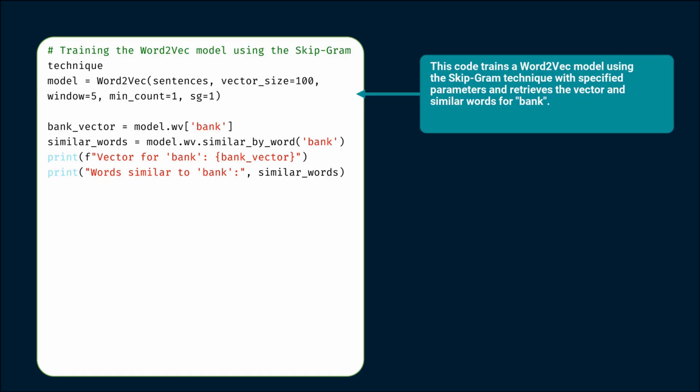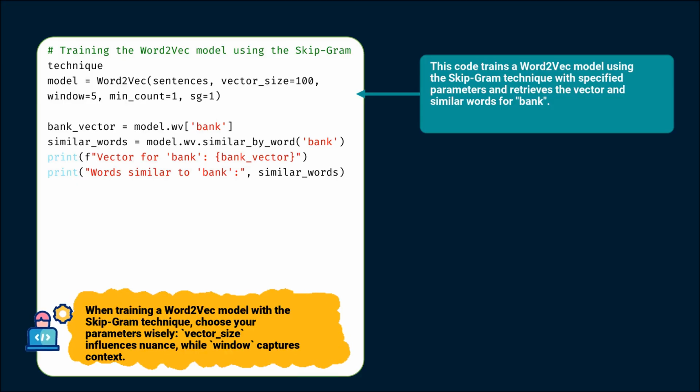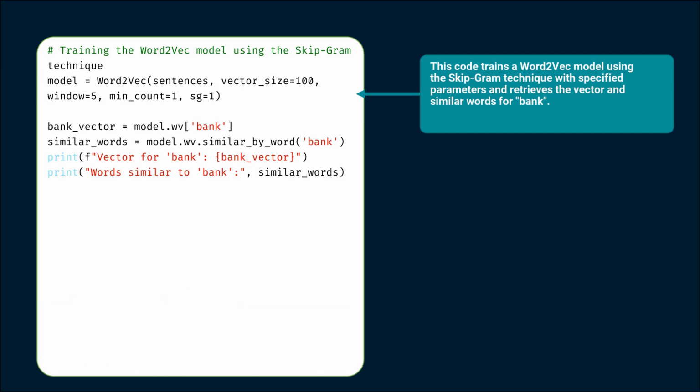Now, the window parameter gets a value of 5, which means we'll look at 5 words before and after our target word to grasp its context. This is really crucial for understanding word meanings. The min count is set to 1, ensuring that even words that show up just once are included in our training. This way, we're capturing all the nuances in our sample dataset. And by specifying SG equals 1, we're clearly telling the model to use the skipgram architecture.